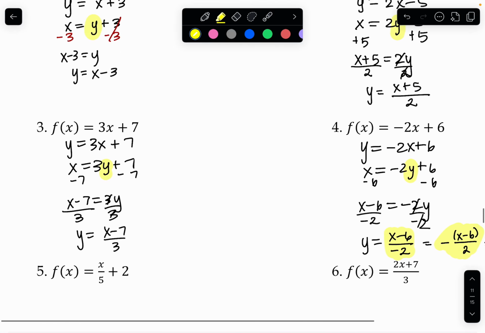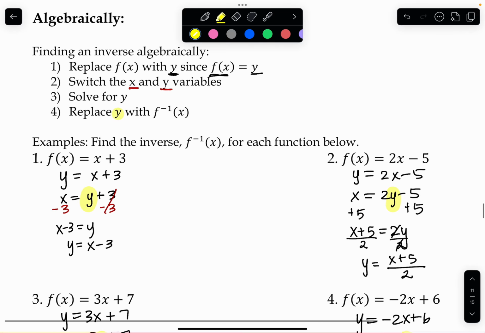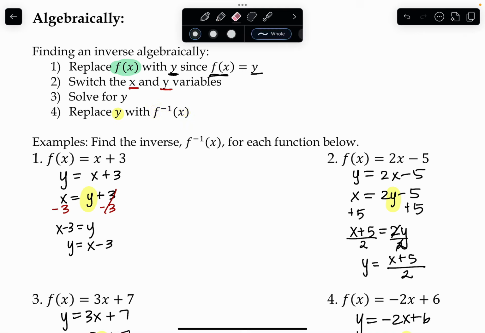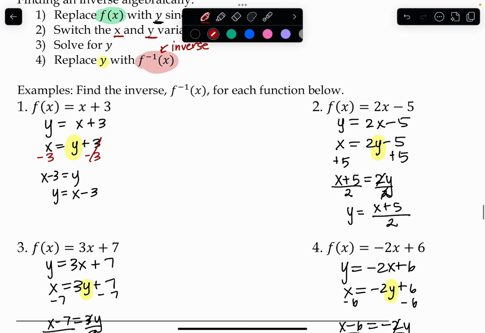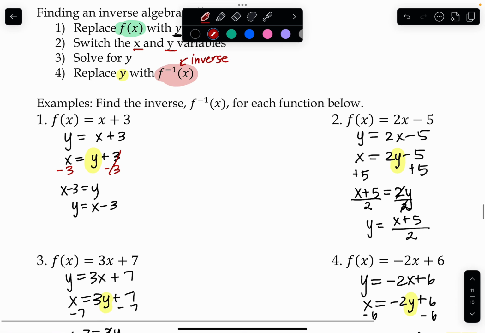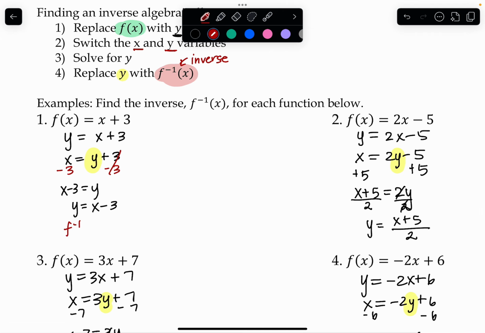Okay, and so the last step is replace the y with the inverse notation. So we started with f of x, and we are ending with f inverse of x. This notation, this little -1, means inverse. Okay, and so for my final answer, I would have f inverse of x equals x minus 3.